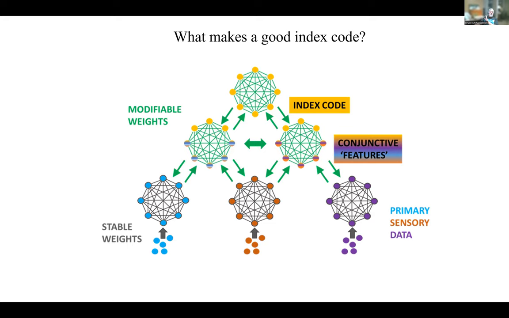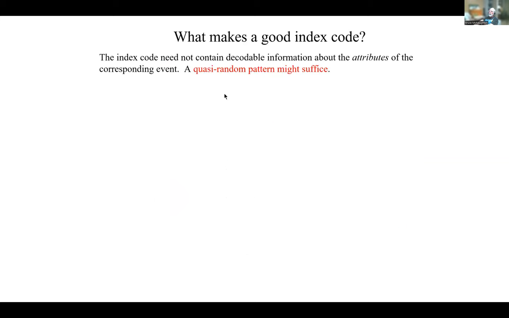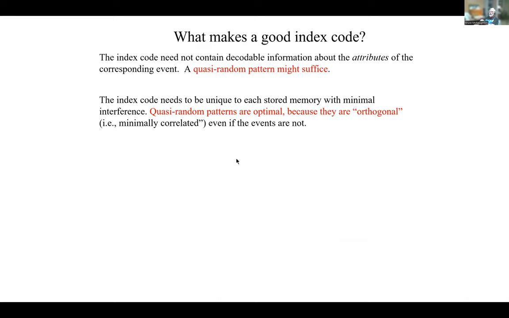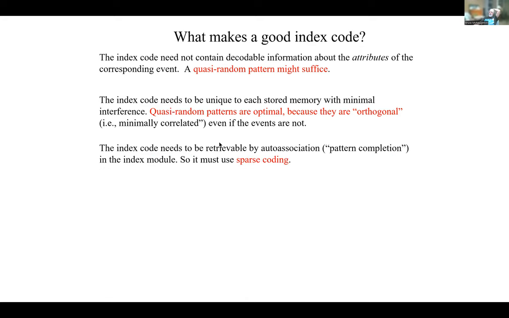Okay, critical point, that you have to store the index in the cortex at the time of learning so that it can be used to retrieve data. Okay, and so a random pattern might be as good as anything. And in fact, random patterns are good because they're orthogonal. They're as little correlated as possible, which maximizes the storage capacity. The index code needs to be retrievable by auto association, pattern completion, and so the indexing module has to use sparse coding, which we've seen is the case in the hippocampus.